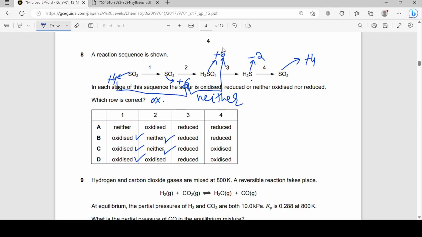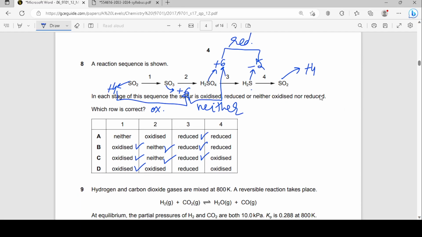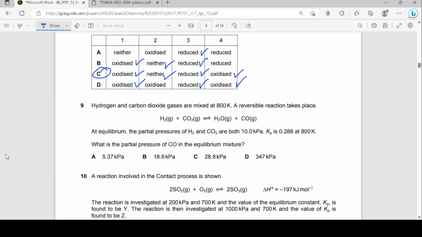And then in stage 3 it's going from +6 to -2, which is a decrease in oxidation state. Because it's a decrease in oxidation state, it's reduction. And so again, it's either B or C. And then in stage 4, it's going from -2 to +4. -2 to +4 means it's an increase in oxidation state. Because it's an increase in oxidation state, that means it's oxidation. And so we get the answer as C, because that's where I have 4 ticks. So yeah, C is the answer.